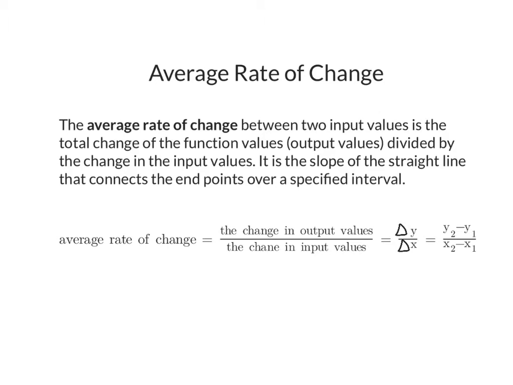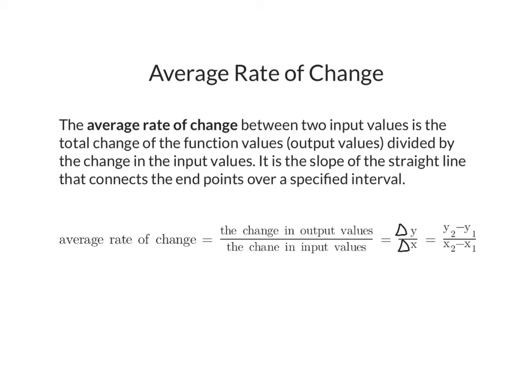Today we are going to learn how to find the average rate of change of a function. The average rate of change between two input values is the total change of the function values, or output values, divided by the change in the input values. The average rate of change is essentially the slope of the straight line that connects the endpoints over a specified interval for a function.